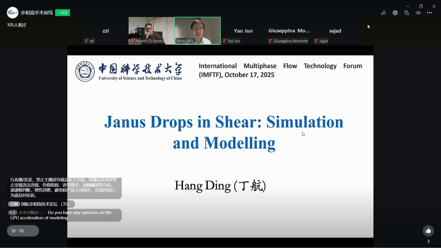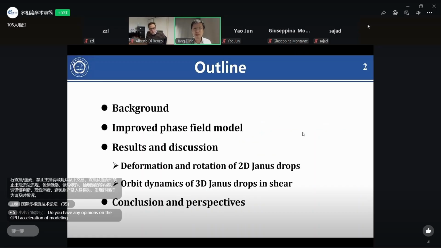So I would like to use this chance to introduce our recent progress on these simulations of Janus droplets in shear. The outline of my talk is like this. I will give some background introduction, then I will show you some numeric methods we recently developed. Then we'll give some discussions on two kinds of problems. One is deformation and rotation of 2D Janus droplet. Then we have the three-dimensional simulations. Finally, we'll come to the conclusion and perspectives.